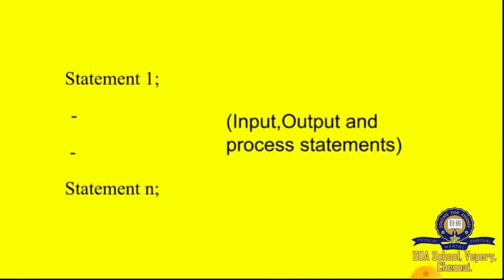Statement 1, semicolon, and several statements can be included and end with statement n, semicolon. That is, they are input, output and process statements. This is the structure of C programming. It has header files, main function, open curly braces, statements and declaring variables.